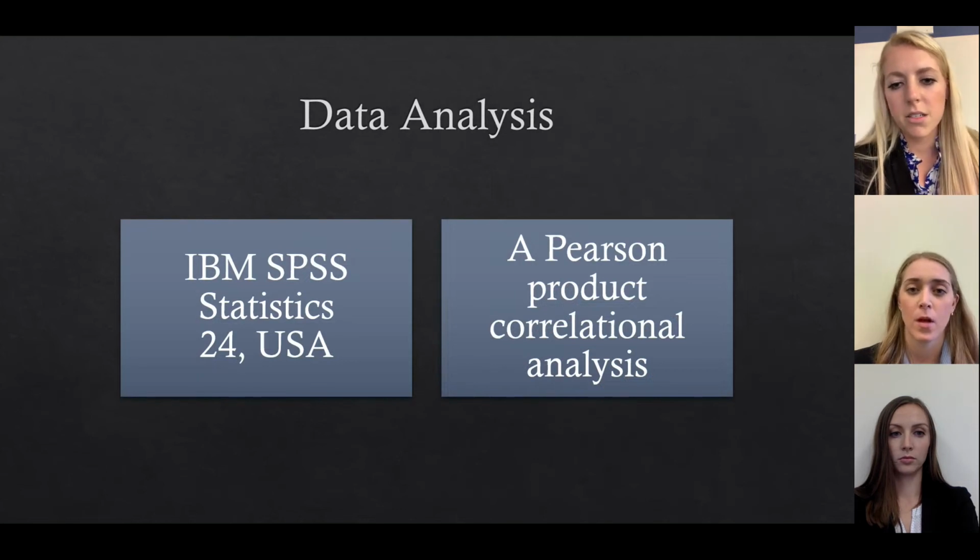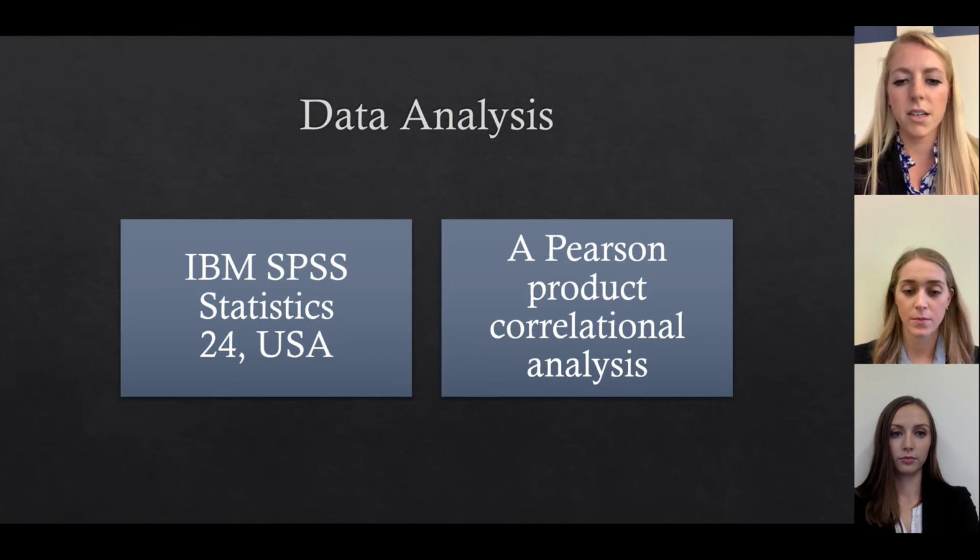All statistical analyses were performed using IBM SPSS Statistics 24 USA. With this study, we completed a correlational analysis with a linear regression to determine the relationship between ankle active range of motion and Y balance test scores. We chose to conduct a Pearson product moment correlation coefficient to determine the strength and direction of association that exists between these two variables measured on an interval scale.